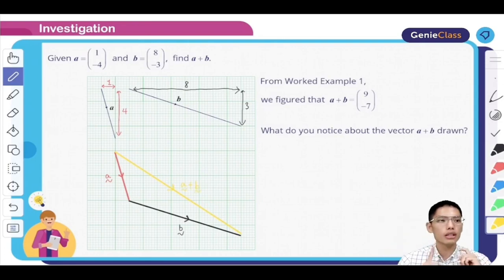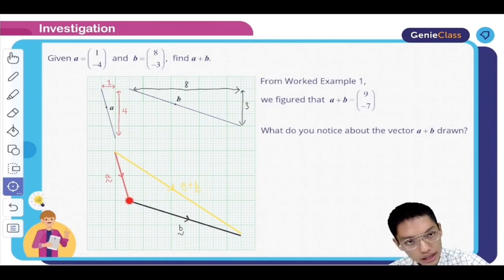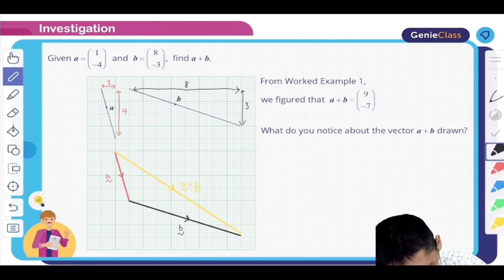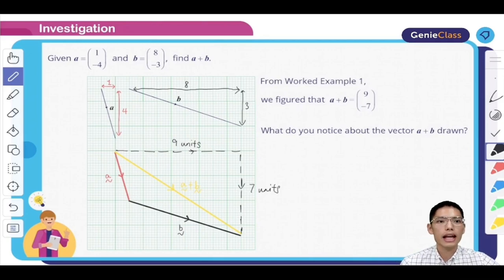So you realize how I draw the vector. First, I draw A. Then from the endpoint of A, I draw B to give me my vector A plus B. If we were to calculate, 1, 2, 3, 4, 5, 6, 7, 8, 9. This is 9 units in this direction. And downwards, 1, 2, 3, 4, 5, 6, 7. 7 units downwards. So what do you notice about this vector over here that I have?